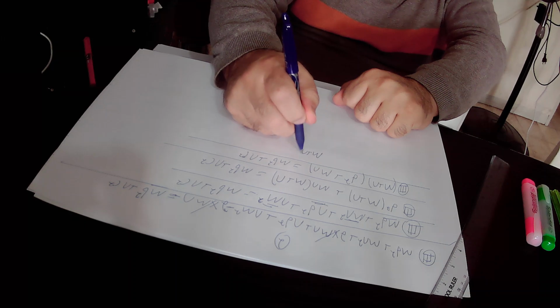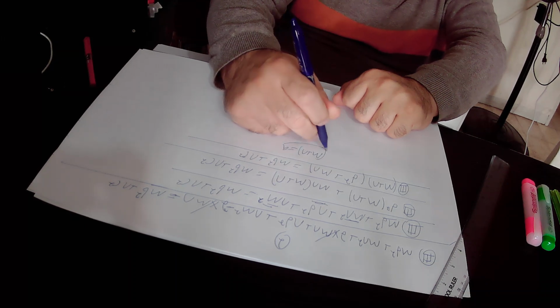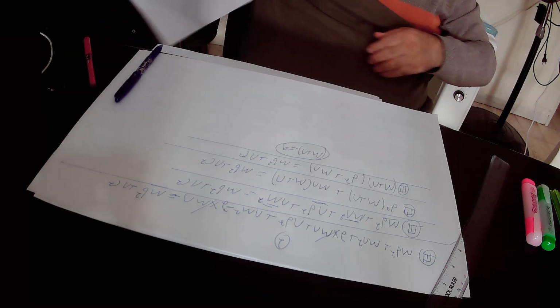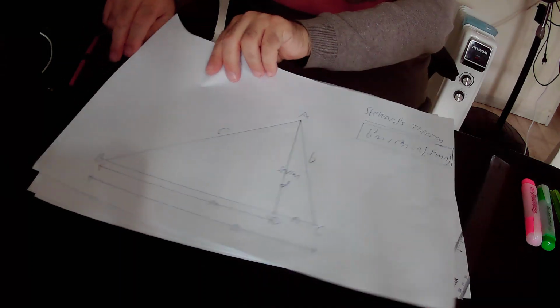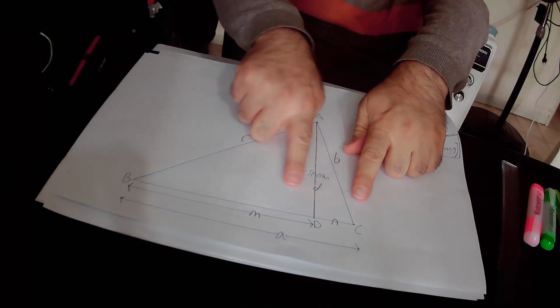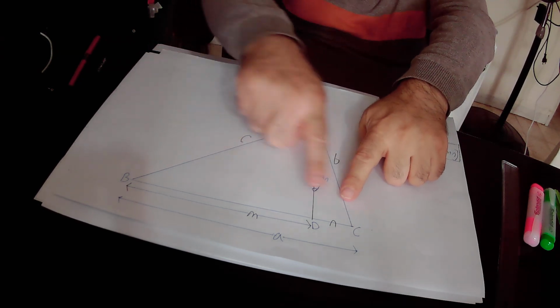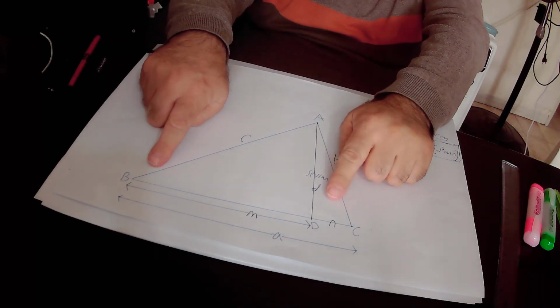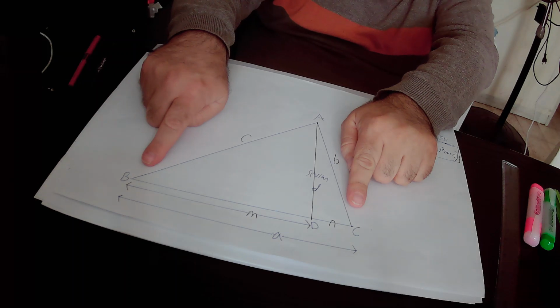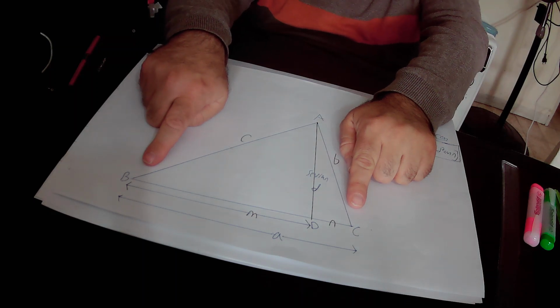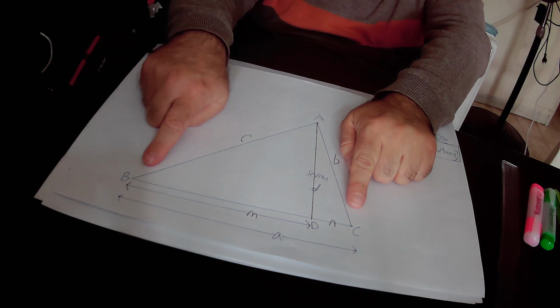Actually, m plus n equals a. It is very easy to see it from the drawing here. Side BC equals a units in itself according to our definition, but BC also equals BD plus DC. That is to say, BC equals BD that is m plus DC that is n. So from one side BC equals a, from the other side BC equals m plus n. Therefore, m plus n equals a.